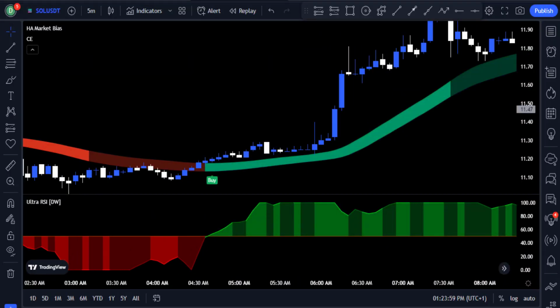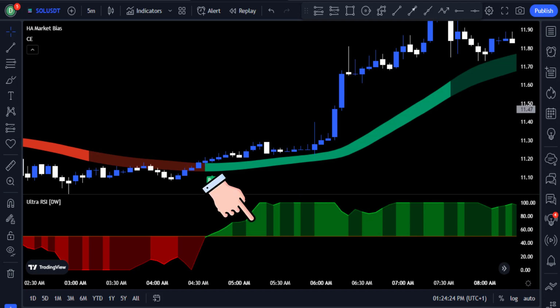Here is an example of a buying setup. We are trading on the Solana USDT contract and the 5-minute time frame. When you got this buy signal from the chandelier exit indicator, the market bias indicator changed to green, and the price crossed above the indicator, which was an early sign of a possible trend reversal to the upside direction.